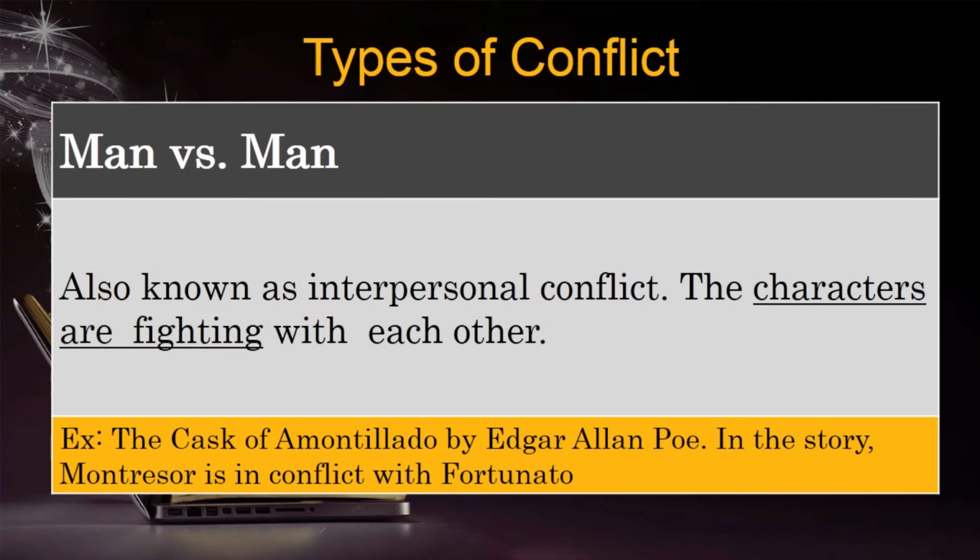Here are the types of conflict. Man versus man, also known as interpersonal conflict. The characters are fighting with each other. This mode lies at the heart of all dramatic arts and places the struggle between the protagonist and the antagonist. This is probably the most common form of external conflict, and the protagonist wants something and the antagonist blocks or hinders the protagonist from getting what he wants. Example, The Cask of Amontillado by Edgar Allan Poe. In the story, Montresor is in conflict with Fortunato.